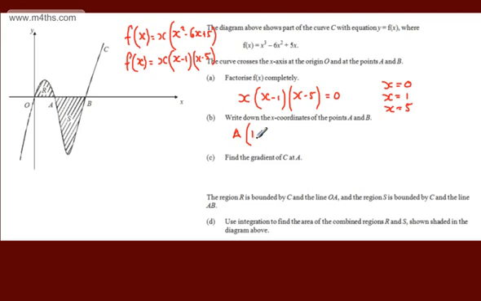I'll just put in that this is going to be 1, 0, and then we can have B, and that will be 5, 0. So your answer essentially is 1 and 5. Okay, in part C, we're asked to find the gradient of C at A.